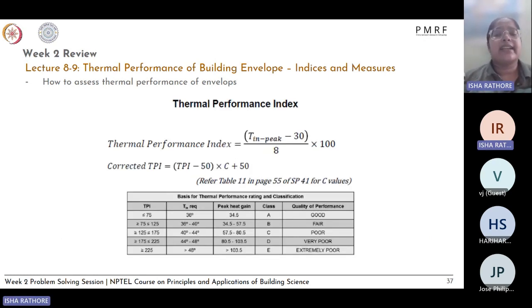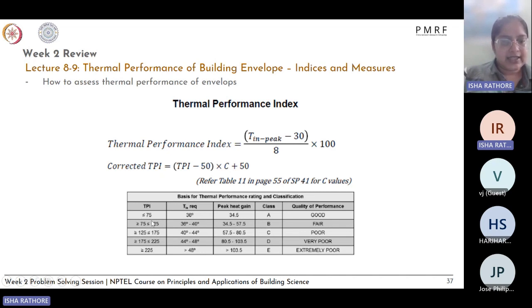Okay, next indicator is the thermal performance index or TPI. So TPI is expressed as the inside surface maximum temperature minus 30 by 8 into 100. So it takes 30 as a base case. So if the temperature rises above 30, so a temperature of 38 is equivalent to a TPI of 100%. So then based on SP41 and NBC also, we have the TPI value ranges.